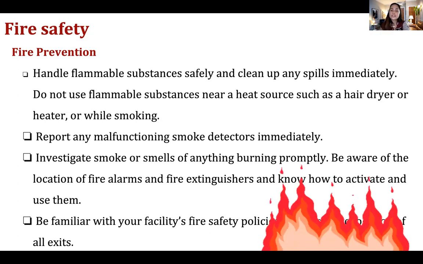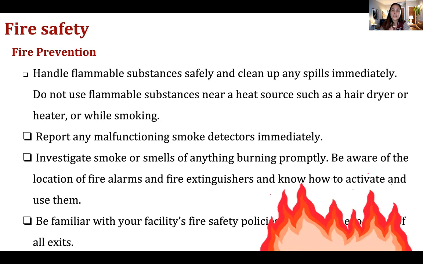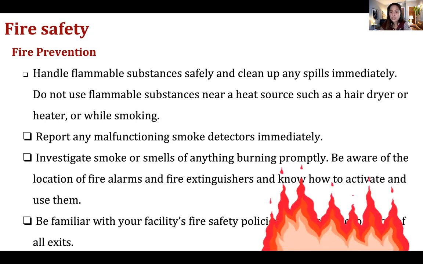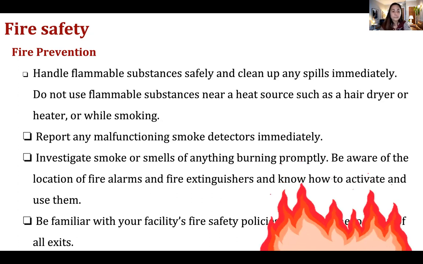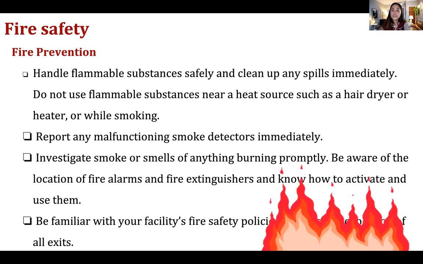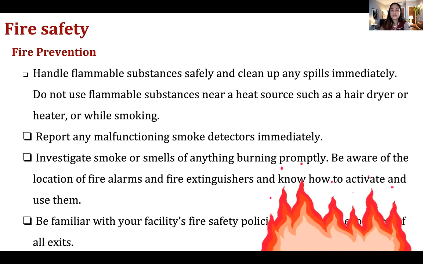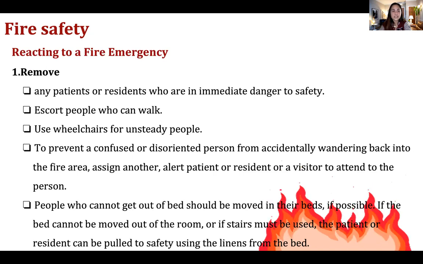Investigate smoke or smells of anything burning promptly. Some patients are so hard-headed, so they are smoking in the bathroom. If this happens, confront the patient and tell them the risk of smoking inside the hospital. Be familiar with your facility's fire and safety policy. As I've told you, once you have orientation in one hospital, they will also orient you in the safety policies regarding fire and all the fire exits.